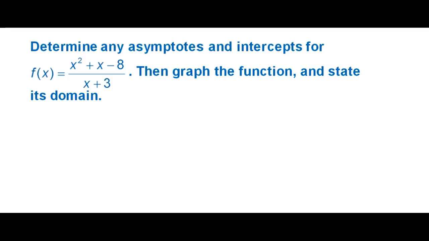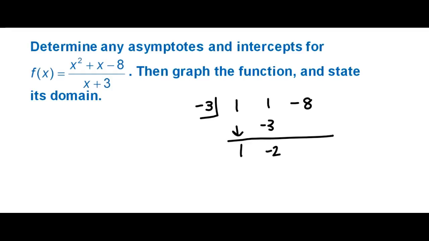expressions. So I'm going to do -3 since we have x plus 3. I need to put -3 in the box. And then my coefficients are 1, 1, -8. I'm going to divide this out. I get 1. -3 times 1 is -3. I get -2. And then finally I get +6, which gives me a remainder of -2.